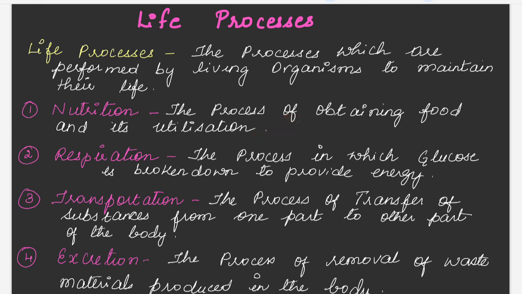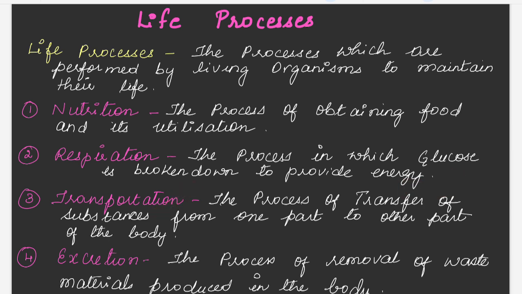So living organisms must obtain food and use that for survival purpose. That is called nutrition. Second is respiration, the process in which glucose is broken down to provide energy. You know that for various activities energy is required. From where is the energy obtained? The energy is obtained from glucose. So during respiration, glucose will be broken down and during this process energy will be released.